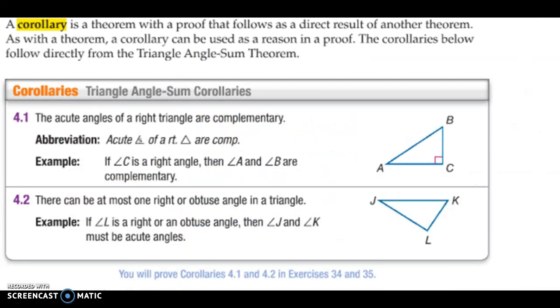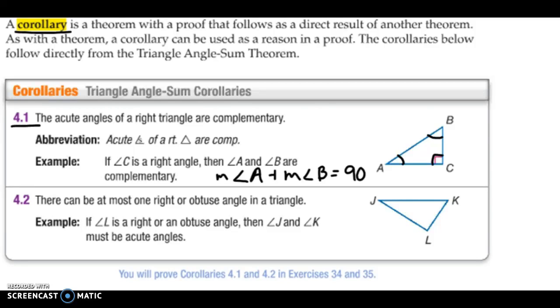Now, a corollary, another vocabulary word. Corollary is a theorem with a proof that follows as a direct result of another one. So first you find one theorem, corollary goes right after it. So here are corollaries. Corollary 4.1. The acute angles of a right triangle are complementary, meaning this angle, angle A, and angle B also have to add up to 90 degrees. Okay? So the measure of angle A plus the measure of angle B add up to 90 because we know that our right angle is also 90.